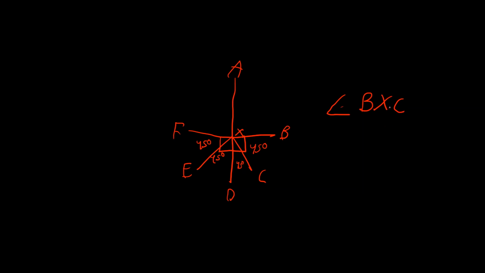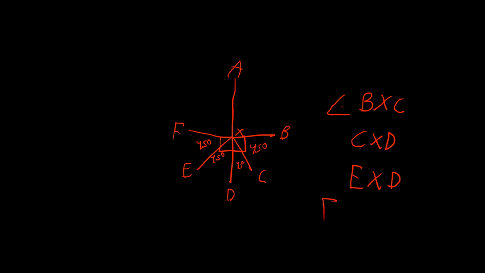A complementary angle of BXC is CXD, because they are both 45 degrees, and 45 degrees plus 45 degrees gives us 90 degrees. Another complementary angle of BXC is EXD, because this is also equal to 45 degrees and this is also equal to 45 degrees. So they both add up to 90 degrees.